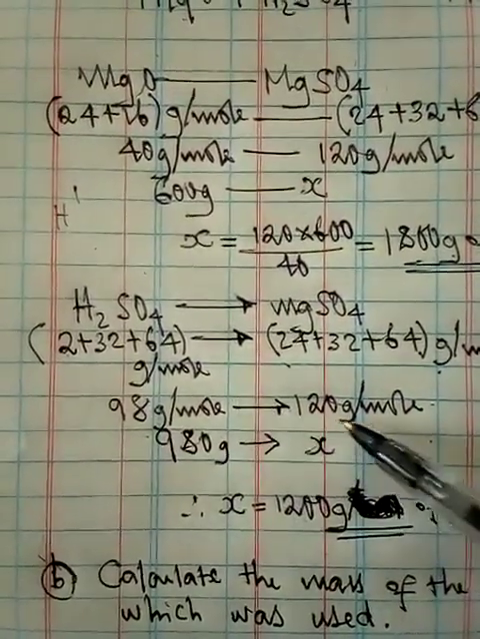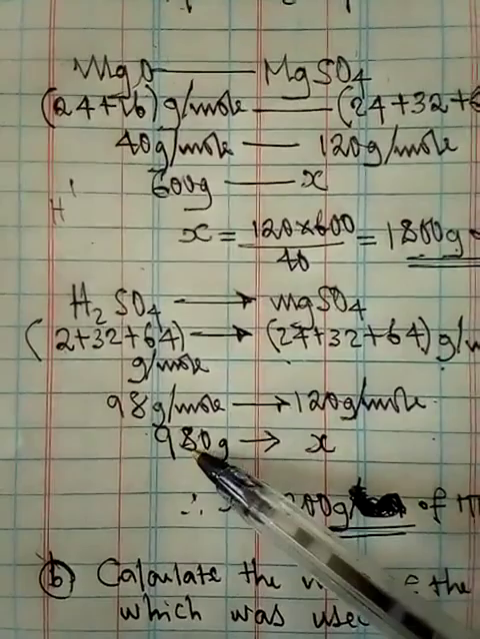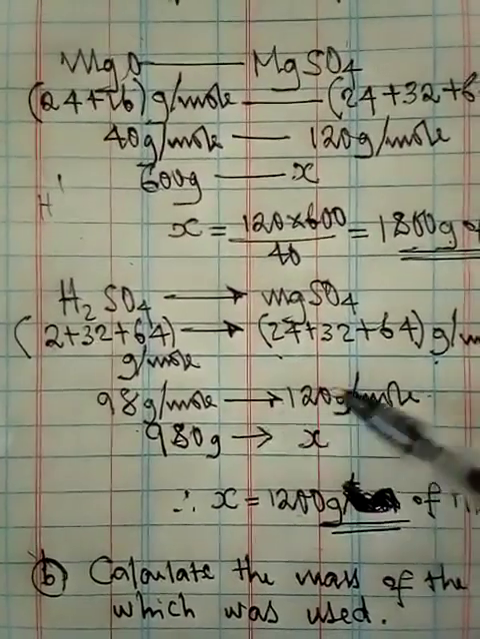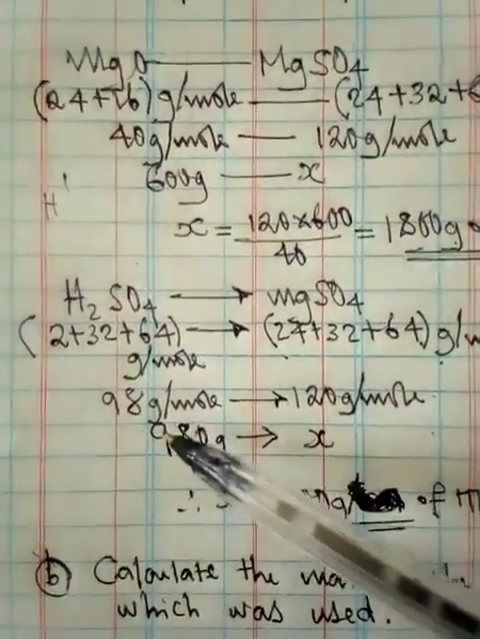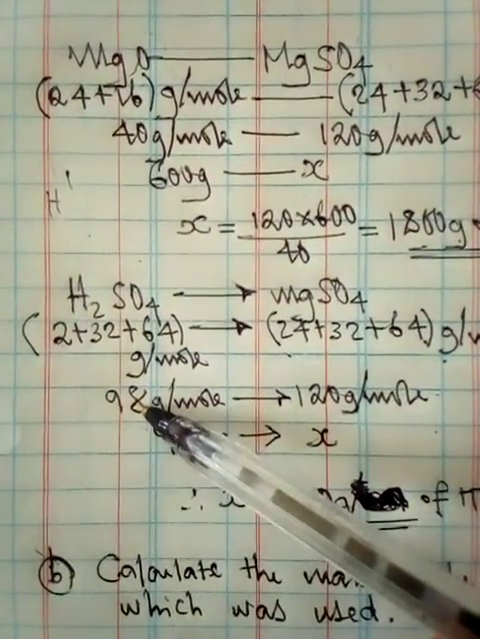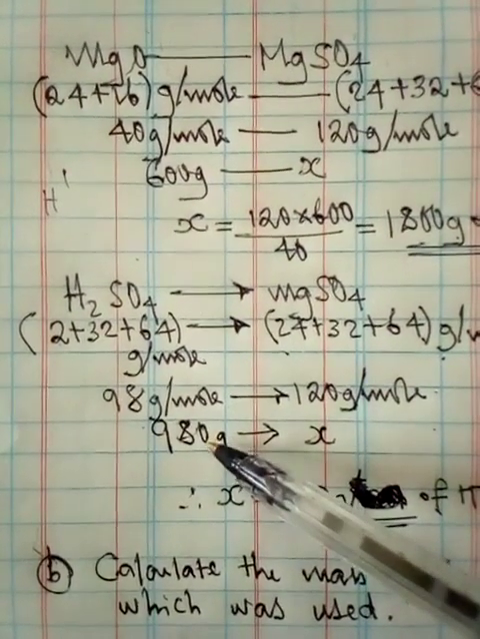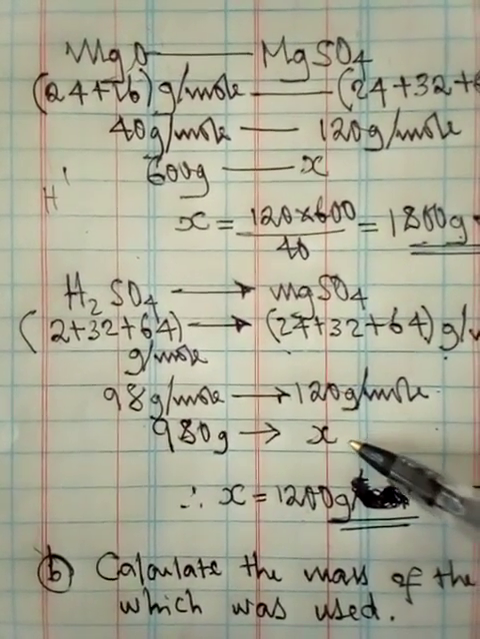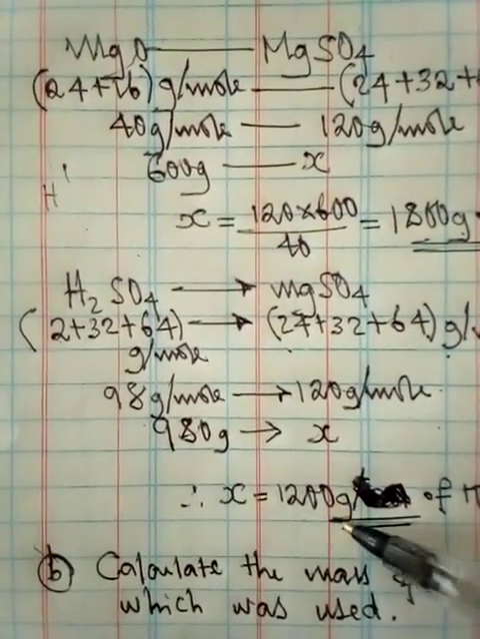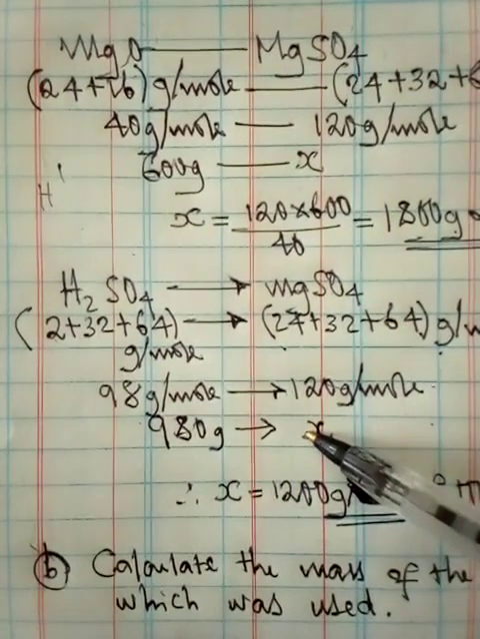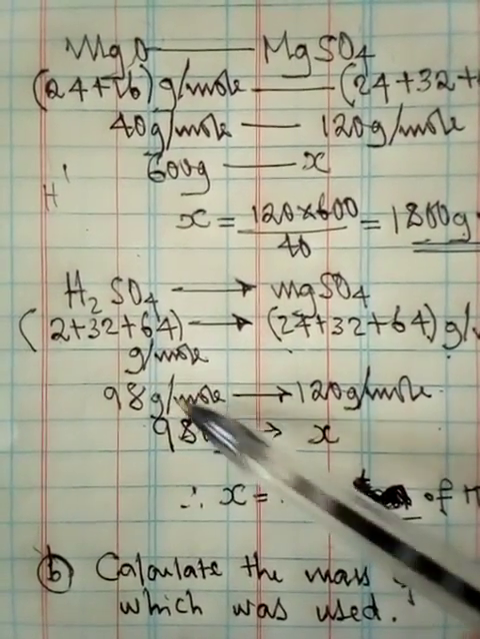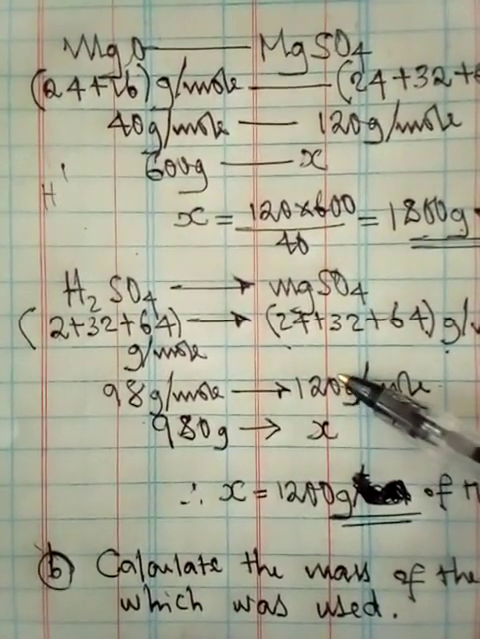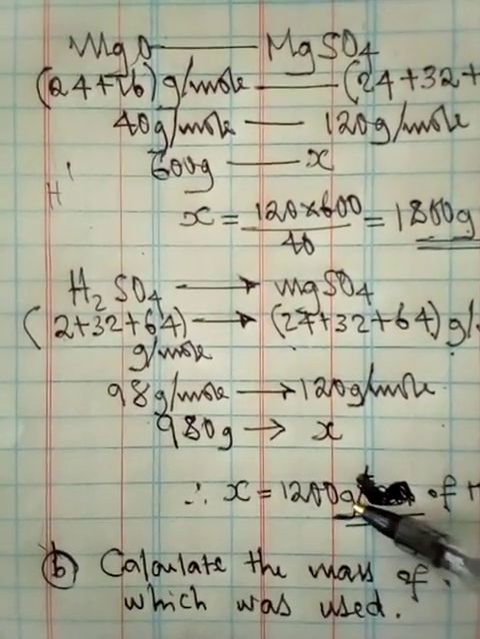98 grams per mole, 120 grams per mole. We're having 980 grams. So what can be our value of X? If we choose to be fast in this way, you're going to see that this is 98. There is a 980 there, which means that if this is 120, if we add another 0, this is going to be 1,200 grams. That's going to be your X value. So 98, you just add a 0, that's the 980 we're seeing there. So if this is 120, if we just add a 0 at the end, it's going to be 1,200 grams.